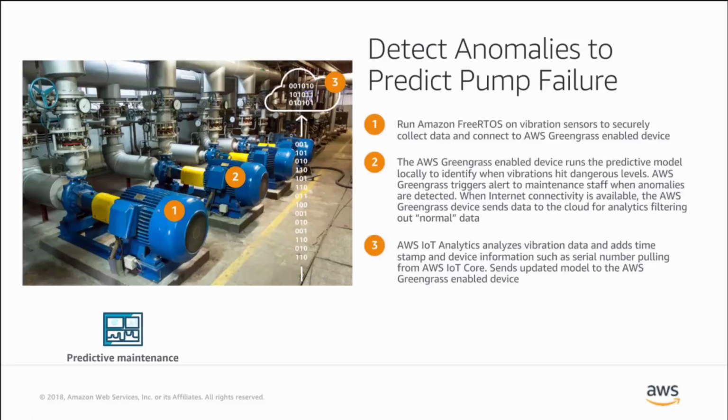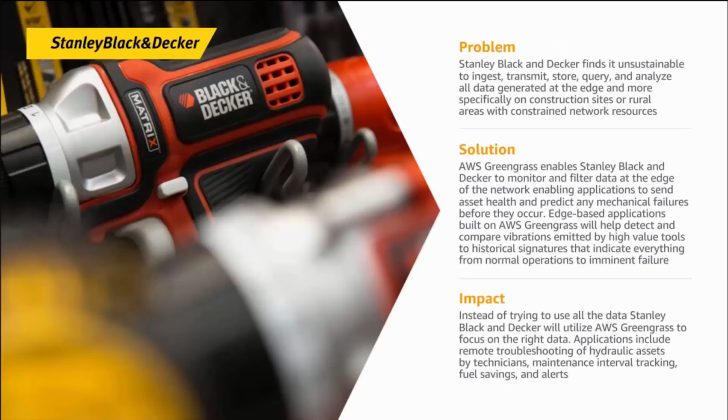There's an iterative loop that you can deploy, building and training models on the cloud using SageMaker, and deploying them down to Greengrass to run locally. And you want to get your models as close to 100% accurate as possible. Another customer that's doing great work with predictive maintenance is Stanley Black & Decker.